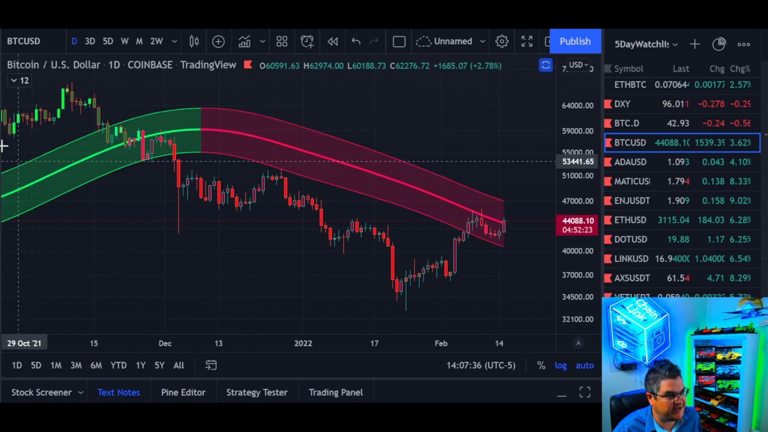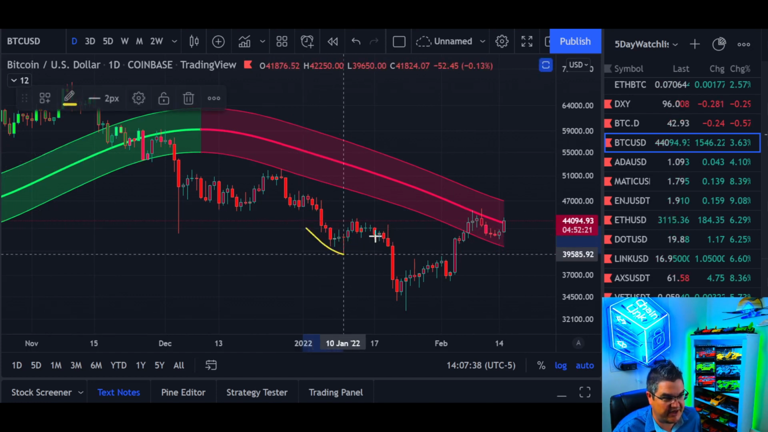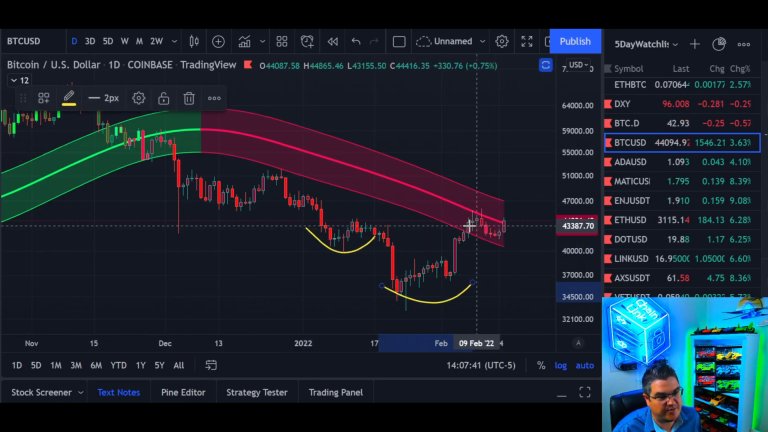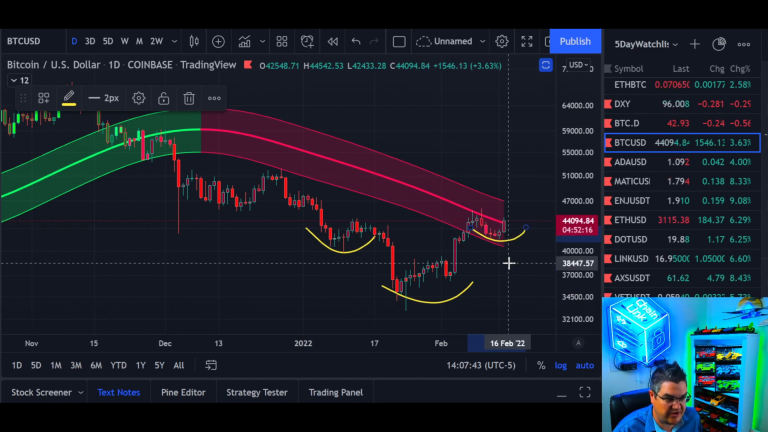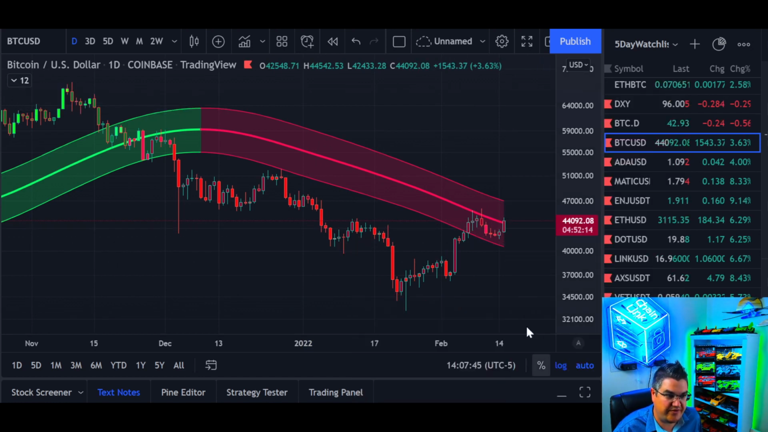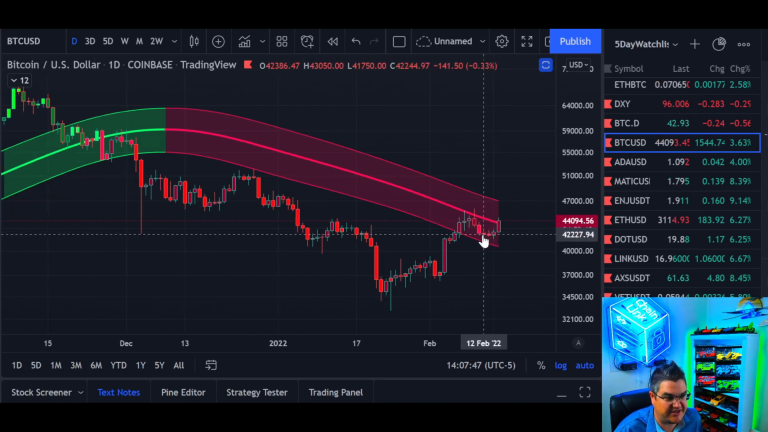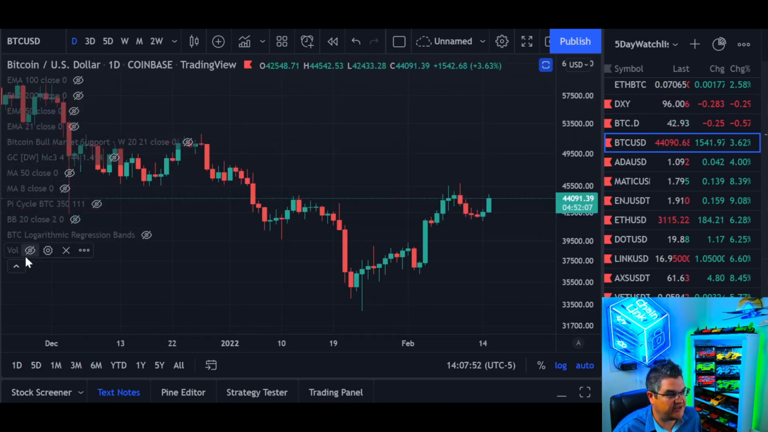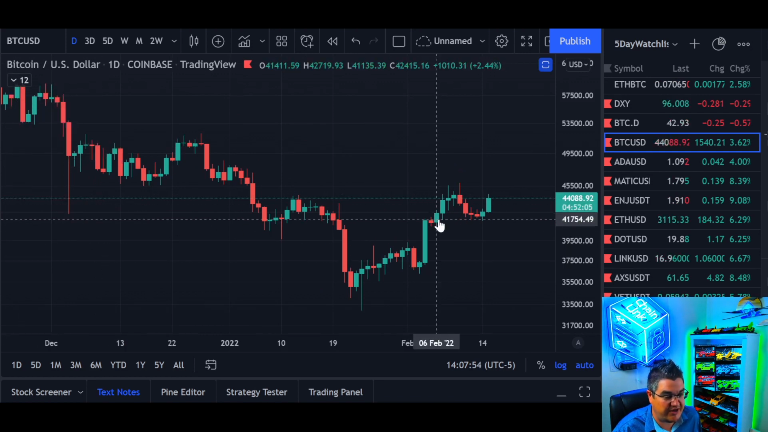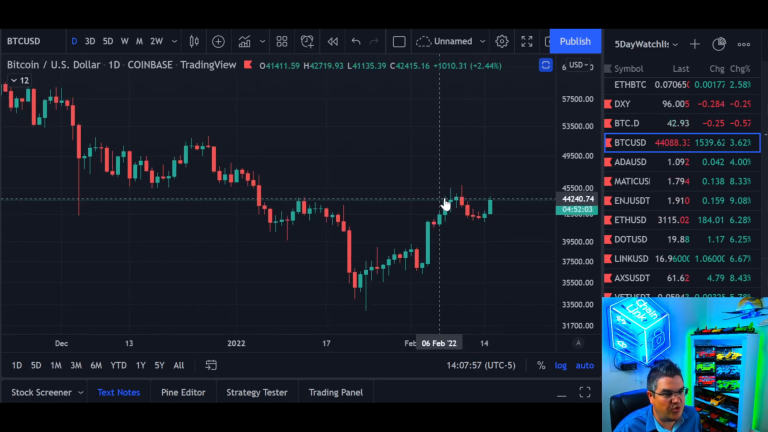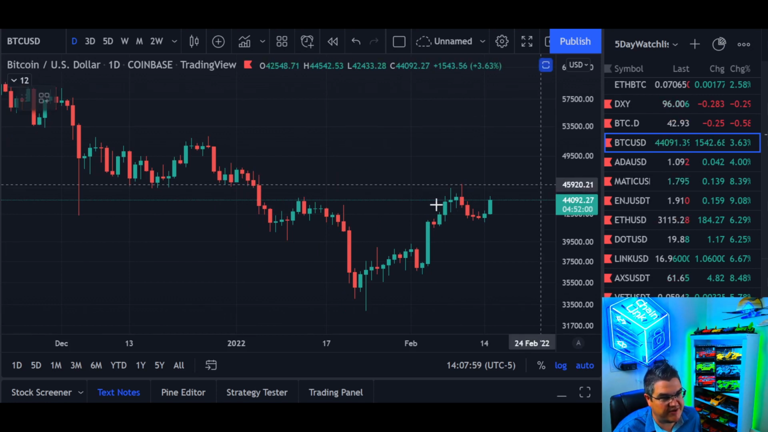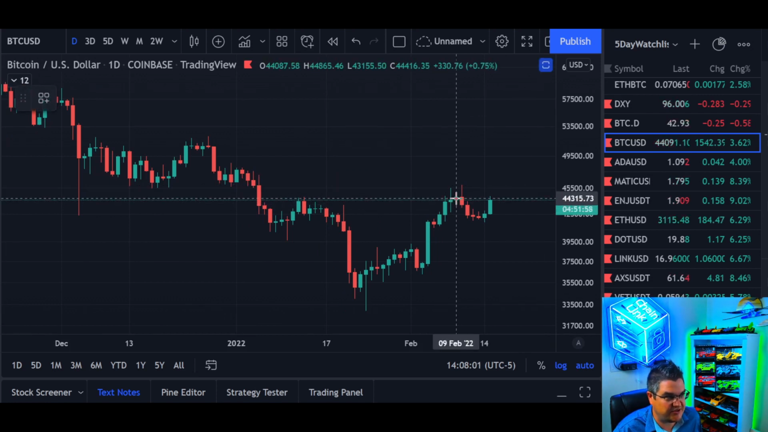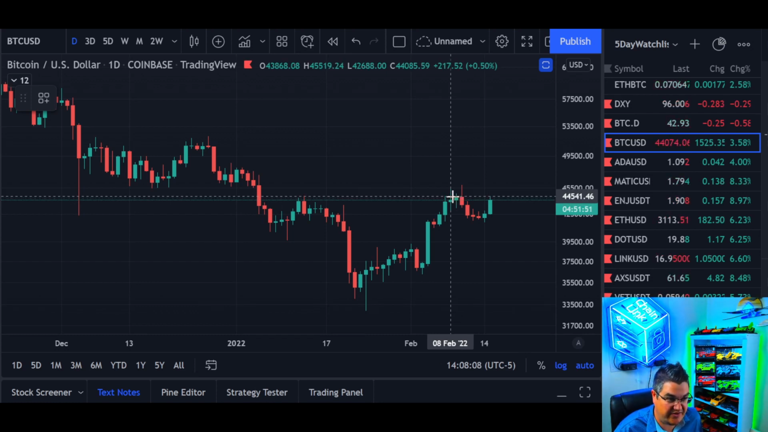Now, by now, you've probably seen everyone and their mother paint the inverse head and shoulders on here, but maybe what you haven't seen is what to be looking for next for validation, confirmation, or invalidation. So let's remove the Gaussian channel temporarily and give you a heads up on what you need to be watching for. So step one, let's close above these candles right here, the highest closing candle. That closed at 44,416. If we close above that, we're building solid foundation.